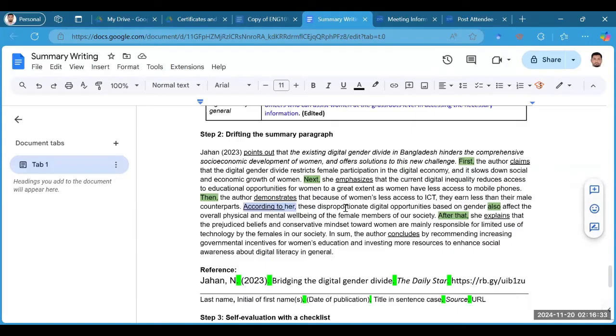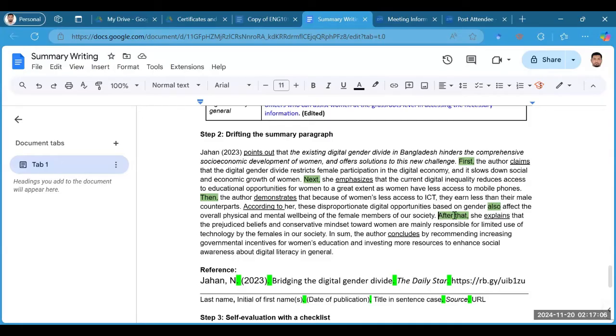According to the author, this disproportionate, which is not equal, digital opportunities based on gender, how men and women have different opportunities, actually also affect the overall physical and mental well-being of the family members of the society. It shows the two different sets of opportunities for men and women and how their well-being is actually affected, all right, because of this lacking.